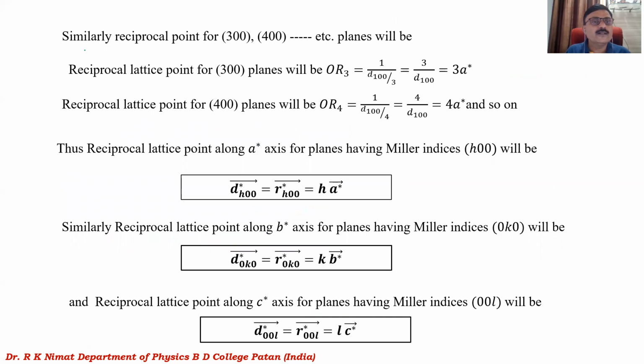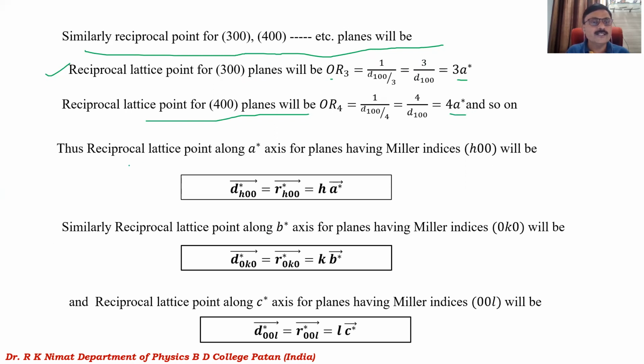Similarly, the reciprocal lattice points for 300, 400, 500 planes can be represented as, for example, the reciprocal lattice point for 300 planes will be OR3, and it will be equal to 1 upon D100 divided by 3, because the interplanar spacing corresponding to 300 planes will be D100 divided by 3, and its reciprocal will be 1 upon D100 divided by 3. It will be 3 divided by D100, which is equal to 3A star. Similarly, you can have the reciprocal lattice point for 400 planes as 4A star, and so on.